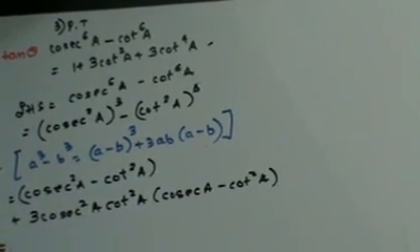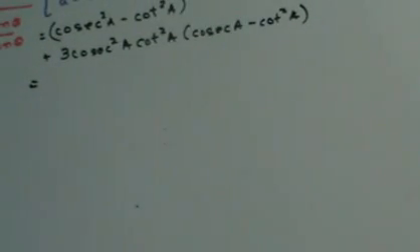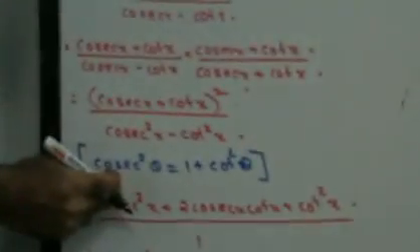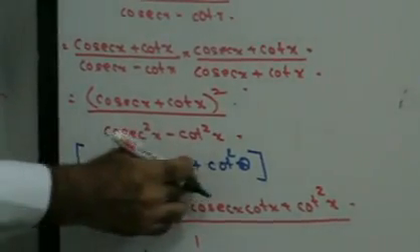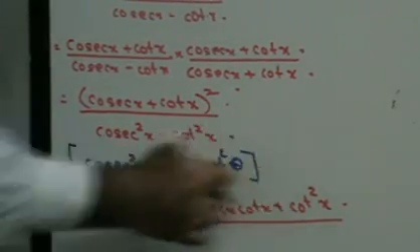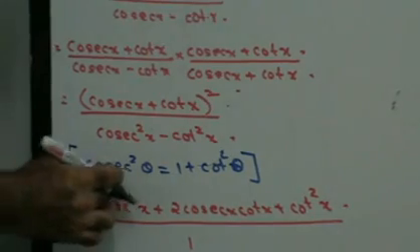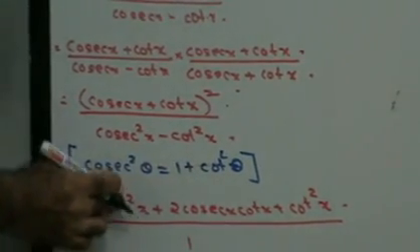But cosec square theta is 1 plus cot square theta. Guys, cosec square theta is 1 plus cot square theta. Therefore, cosec square theta minus cot square theta should be 1. If I take cot square theta on the other side, that means cosec square theta minus cot square theta should be 1.